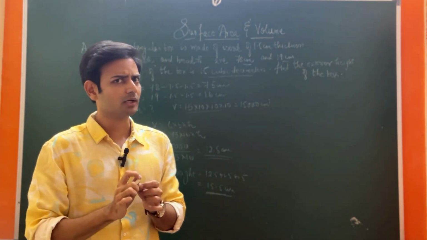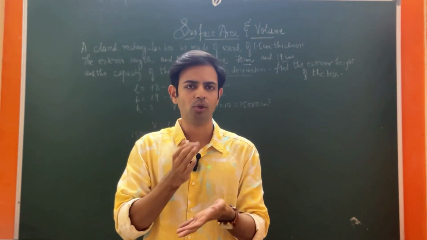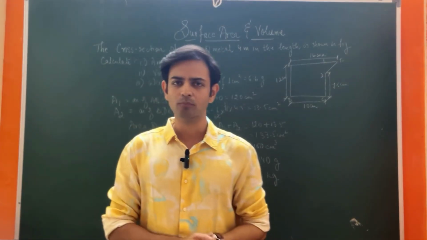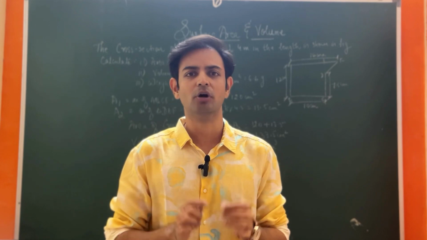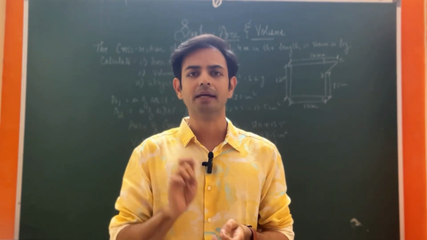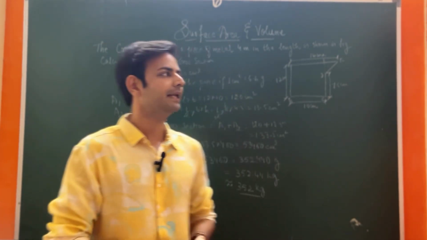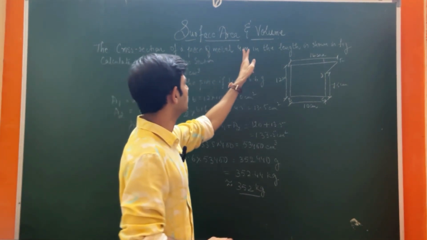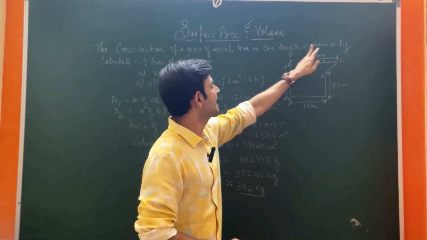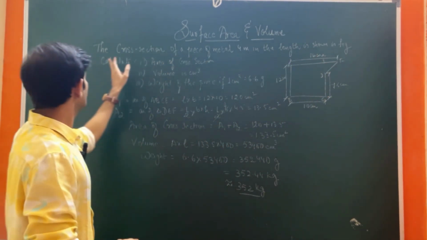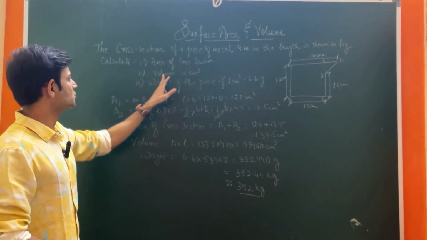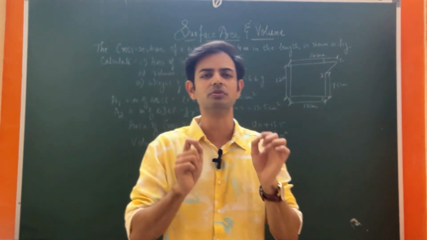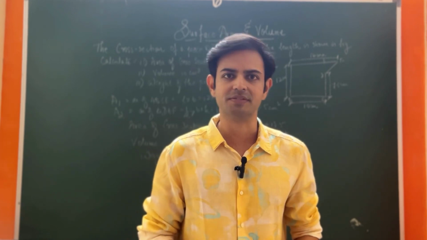This is a very important question with respect to your examination. So please solve this question. Now let us take one more question which is based on the concept of area of cross section. It is again a very important question. Now the question says the cross section of a piece of metal of 4 meter in length is shown in the figure. Calculate the area of cross section, volume and the weight if 1 centimeter cube is equal to 6.6 grams.